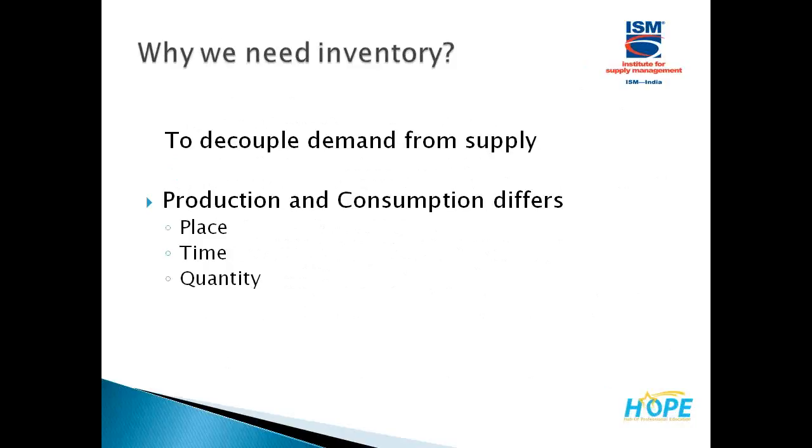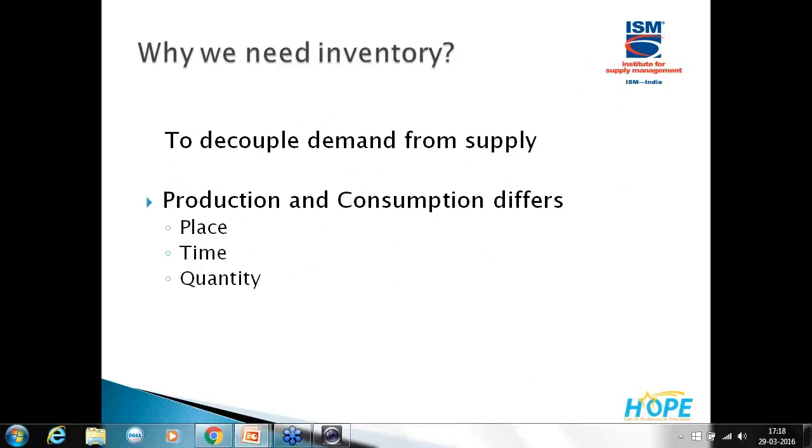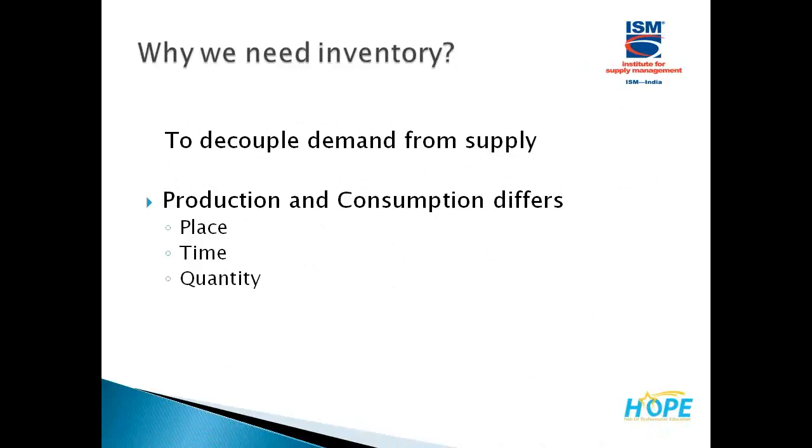Okay. Now the main question is why we need inventory. The basic aim of inventory is to decouple demand from supply. Suppose there is a demand in the market, we cannot match this demand directly from supply. We can fulfill the demand from inventory, and at the same time we can continue the supply to build the inventory. Now, what is the reason why we are creating inventory in our system? Basically, there is a production consumption difference.